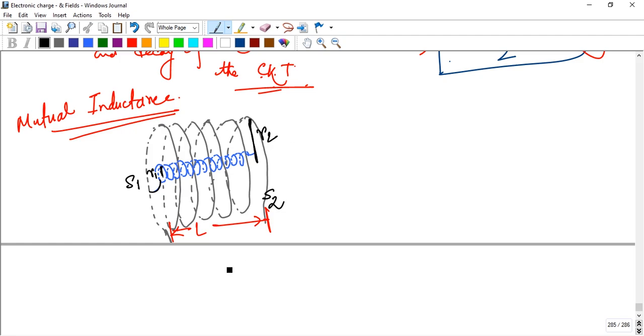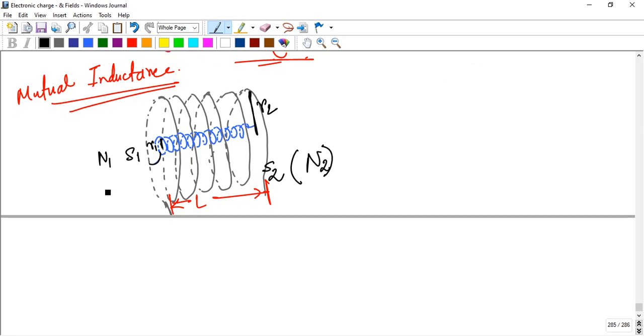So here are two coaxial solenoids, or two coils, each of the same length L. The radius of the bigger coil is R2 and the smaller coil is R1. The number of turns in the bigger coil is capital N2, and in the smaller coil is small n1. Here we discuss two cases.